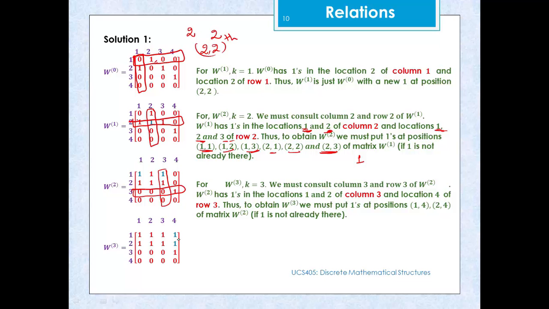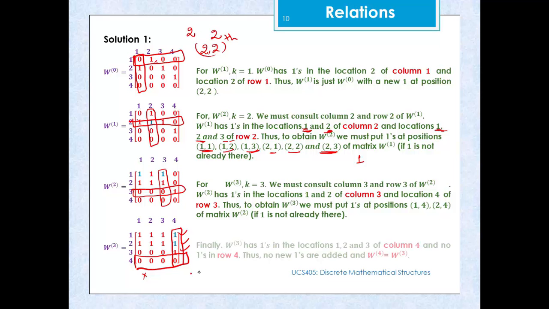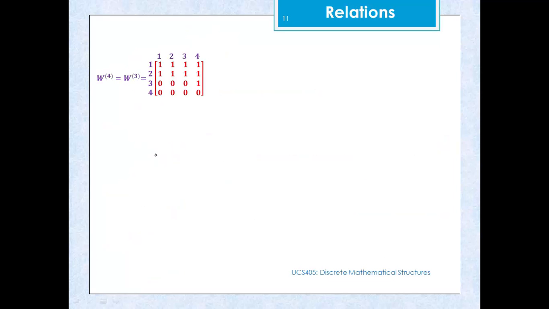So for calculating W4, we will consider column 4 and row 4. Now we can see that in column 4 ones are at positions 1, 2 and 3, but in row 4 there are no ones. So that means no new position will be added and W4 will remain the same as W3. So now W4 is the same as W3 and it can be written like this.